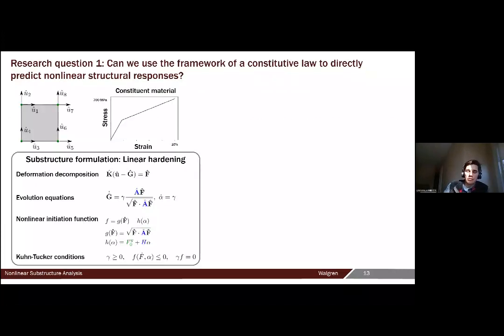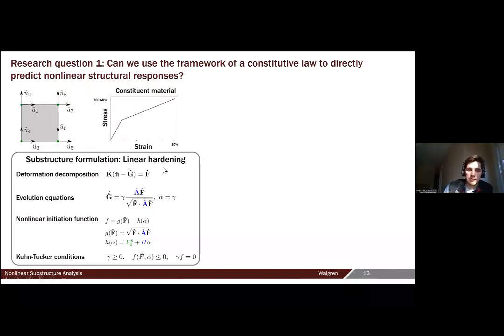So as an example of this method, a very notional example, we take a homogeneous square that's meshed with one element, and the material is assumed to obey linear isotropic hardening. So it's a very simple model, but we're really just trying to answer the question, can we even apply the mathematics that was developed for plasticity to a structural problem? Because now we're going from the six unknowns of stresses and strains to 8 unknowns. So it's pretty much a question of dimensionality.